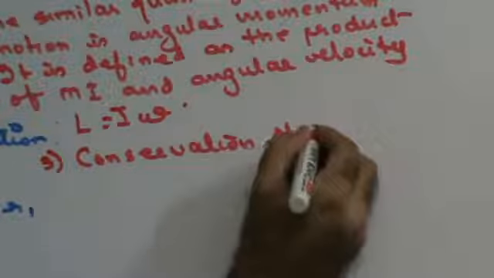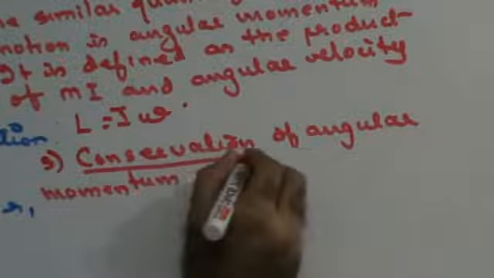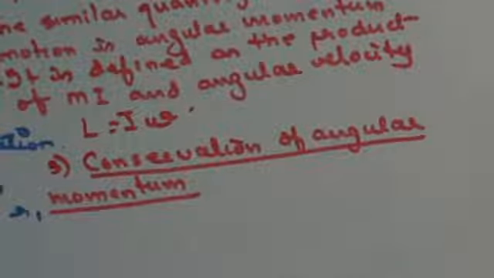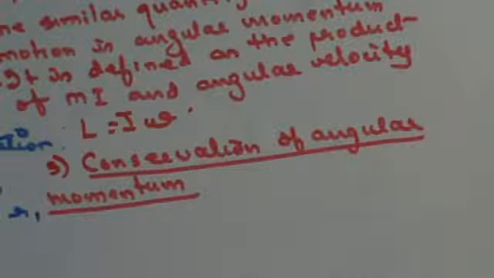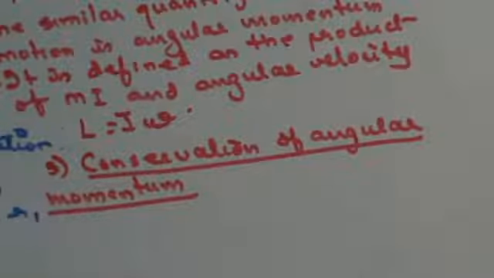Now, let's see the law of conservation of angular momentum. Let's try to understand it. If angular momentum is the same for rotational motion as linear momentum for translational motion, then it should follow all the principles of linear momentum. Since linear momentum is conserved, let us see if angular momentum is also conserved. Consider a body in translational motion, it always obeys conservation of linear momentum. Similarly, a body in rotational motion should also obey conservation of angular momentum.